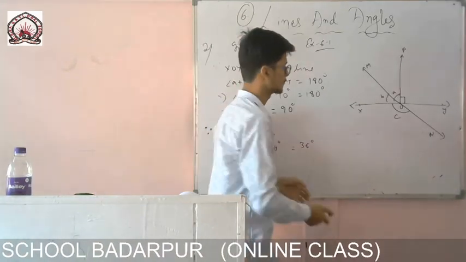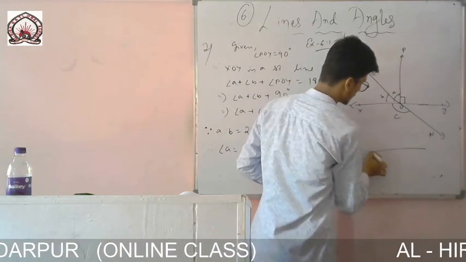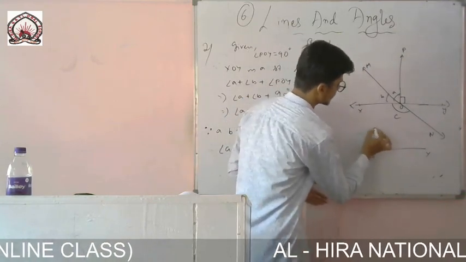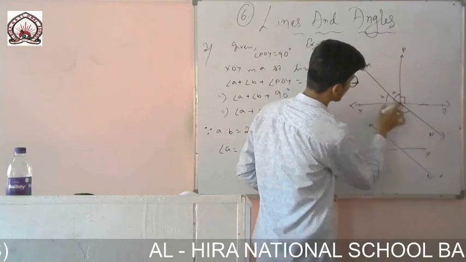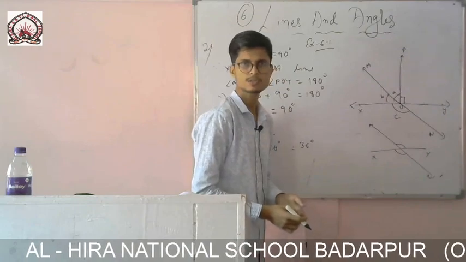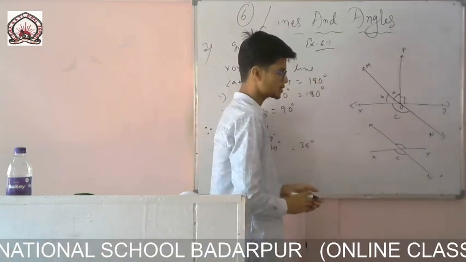You see one thing. This is a line. This is a line XY. I am drawing it again here. You see, this is a line XY. Another line passes like this. That one it is MN. MN. So this angle and this angle are what? Vertically opposite angle. The question is to find angle C.